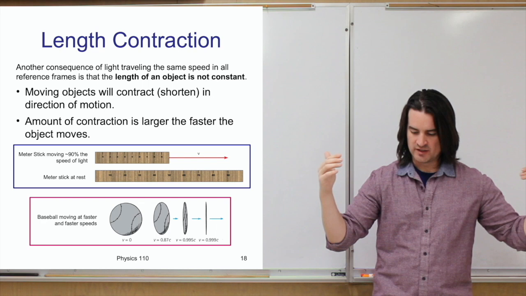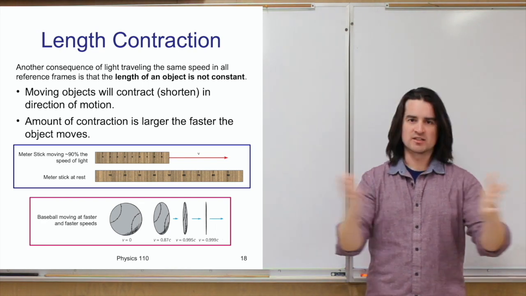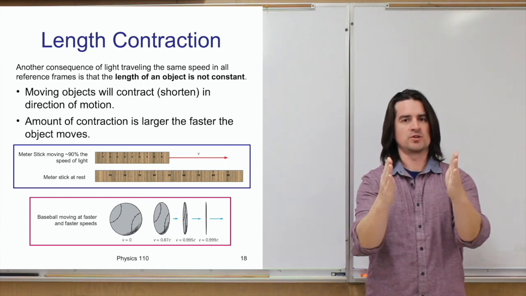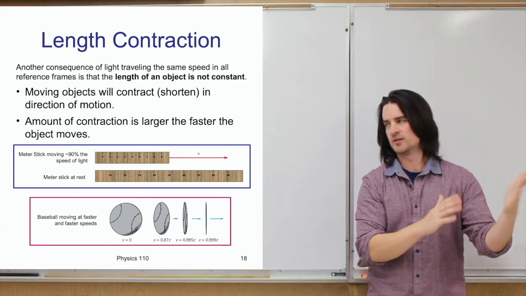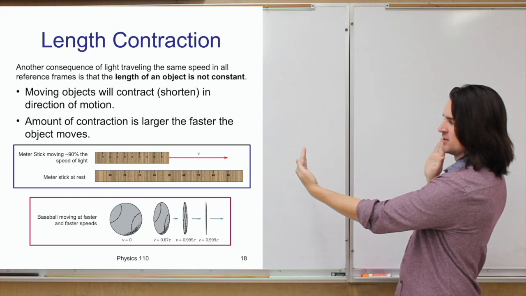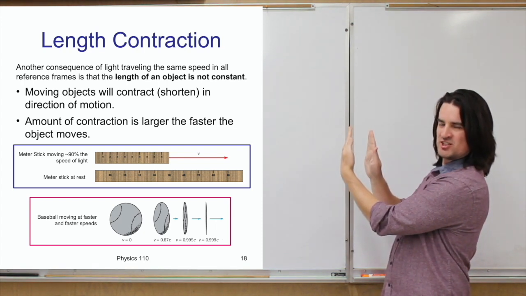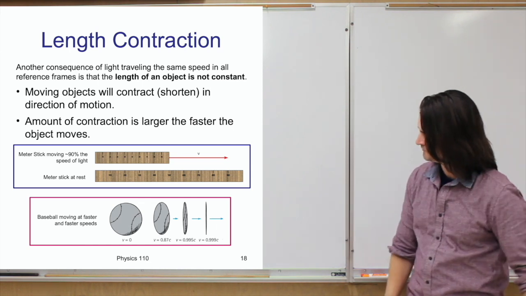So when objects move very, very quickly, we get this length contraction, meaning the object seems to be shorter, or kind of compressed in the direction that the object's moving. Just because the meter stick is moving left to right here means that the length is going to contract in that direction. It doesn't mean it's going to shrink down like this. It's only in the direction of the motion.